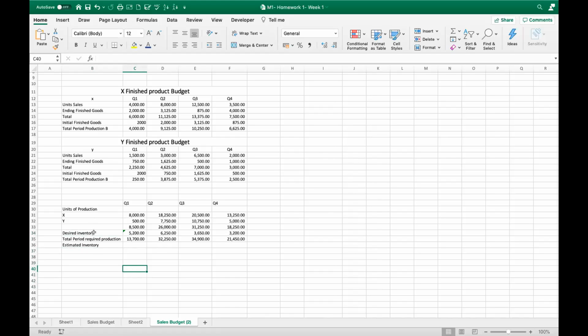Okay. So it's the units on production plus the ending inventory minus the initial inventory or beginning inventory. That's going to give you the purchasing budget. Total period production. For production, yes. Okay. So yeah, now I think I got it.